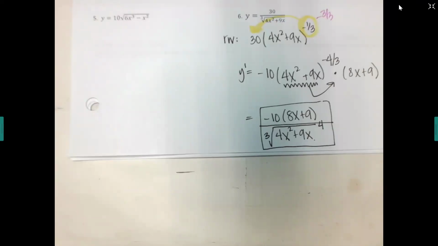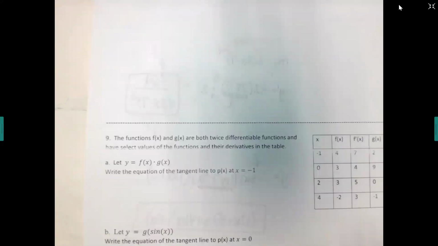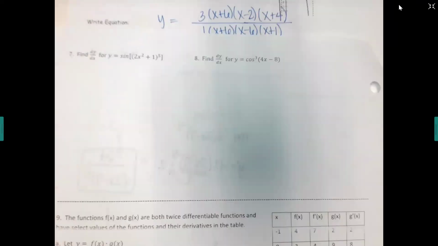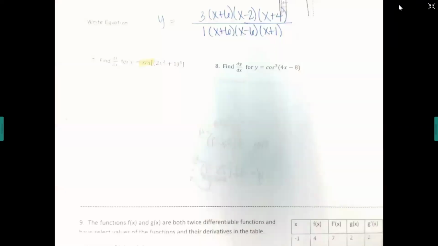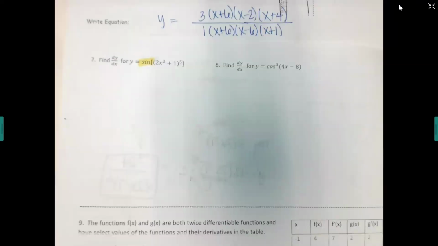All right, last one we'll do is, let's do 7. Okay, let's go through your layers. Number 7, the outside layer is what function? Sine. That's the outside most. Okay, then the next layer is what? The 5 power.